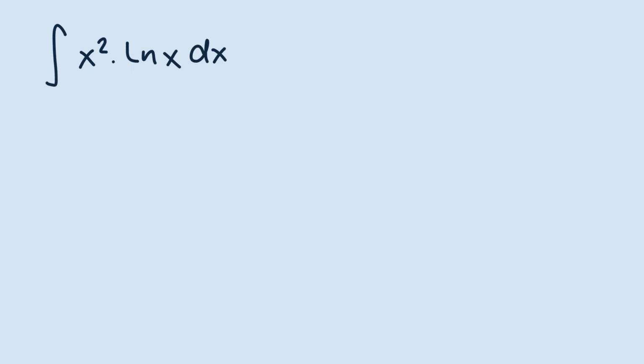Integral x squared times ln x dx. So first we have to set u and we have to set dv. Then we have to find du and we have to find v. Let us start with u. In this question, we have to set ln x as u. Why? Because when we differentiate it, we will get 1 over x. So we can cancel it very easily with this x, right? x squared. We can cancel one of the x's here.